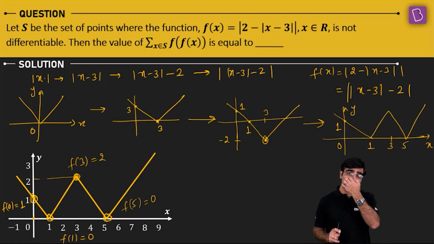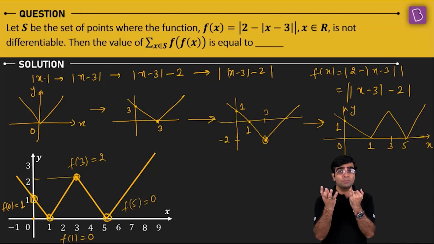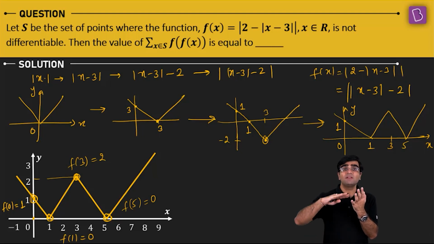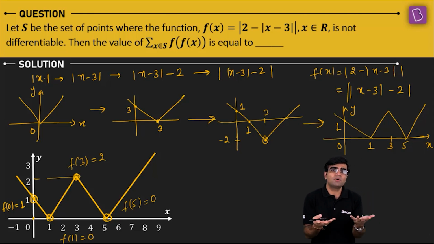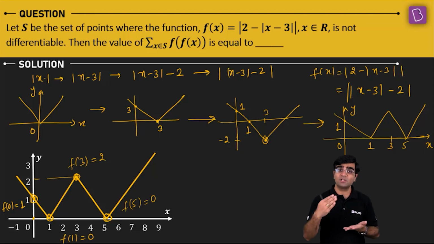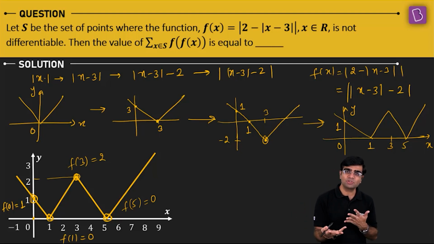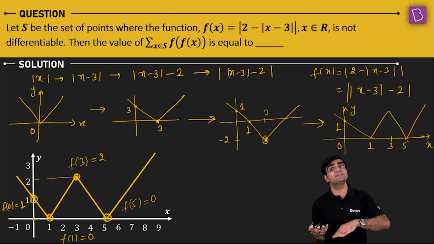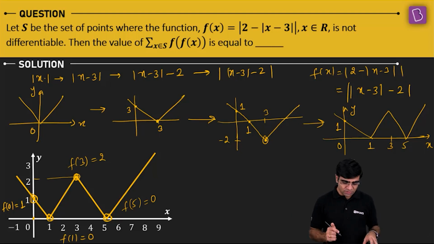Sure? Plotted the graph. First mod x, then right transformation, mod x minus 3, then pulled it by 2 units downwards, mod x minus 3 minus 2, then reflect the entire graph in order to apply the mod. What does mod do? Mod makes everything positive, whichever is negative. So whatever portion was lying below the x-axis, which is negative, it has been made equally positive. So we just reflect the portion of the graph below the x-axis as a mirror. Sorted? Okay, so we got these situations.